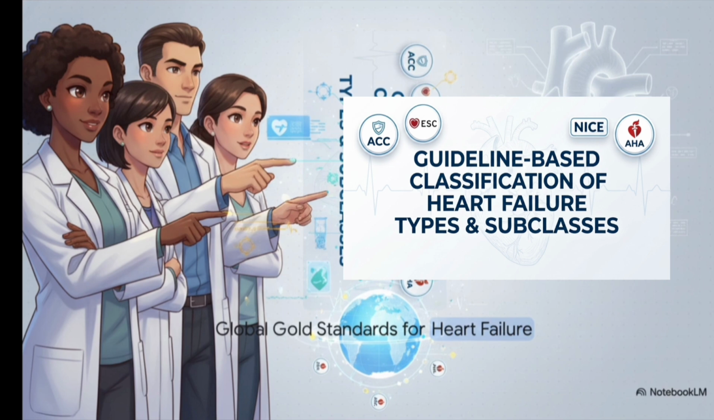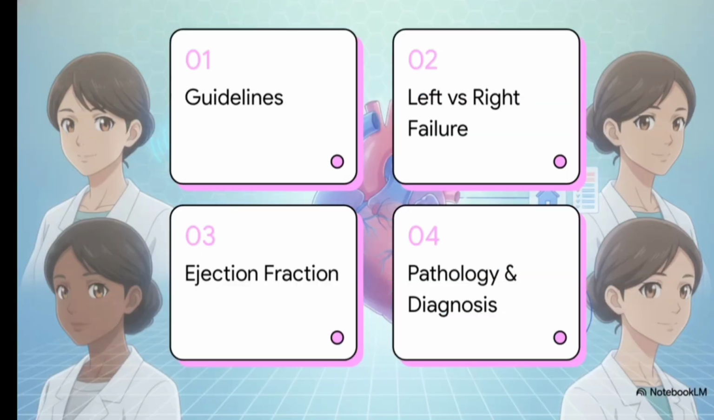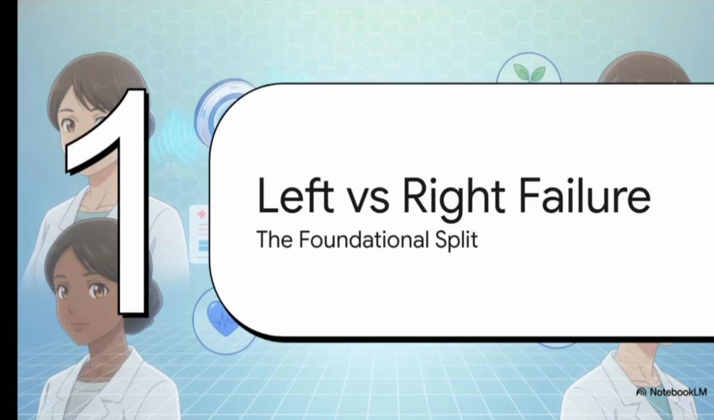By demystifying the exact criteria these organizations use, we're looking directly at the architectural blueprint for how doctors everywhere evaluate and treat heart failure. So, here is our roadmap for today. First, decoding heart failure guidelines. Second, left versus right heart failure. Third, the ejection fraction spectrum. And finally, pathology and diagnosis. Let's jump into part 2, left versus right heart failure.